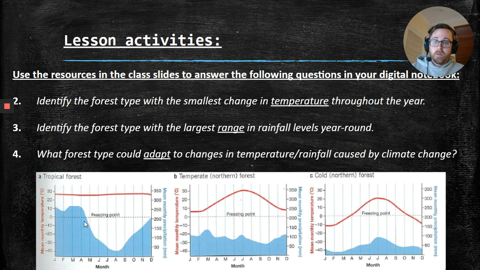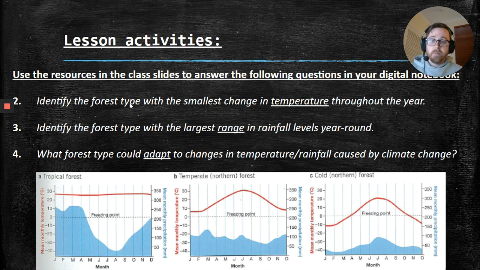Question 2. Looking at these graphs below, you can see we've got tropical, temperate, and then a cold, or boreal, or coniferous forest. Again, lots of names for that type of forest, I apologize. You've got your 3 types of forests there. The graphs show the temperature, which is in red, so this red line is mean monthly temperature. And then the blue data is mean monthly precipitation, so rainfall.